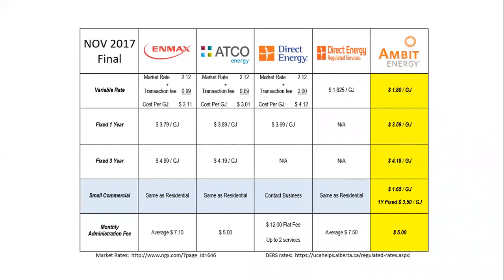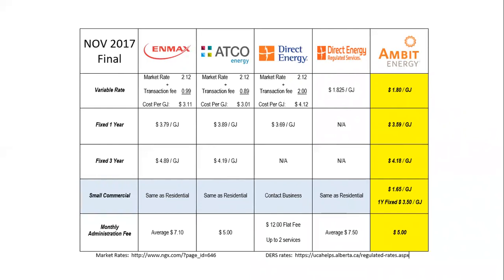So take a look at these. Remember these numbers. They're going to help you for all the major providers. NMAX, $7.10 average. We're $5. What's that mean? They're $2.10 more than us on a monthly basis. That's $25 a year. We can automatically save customers $25 a year on their monthly fee. ATCO, they're cheap, $5. Fantastic.